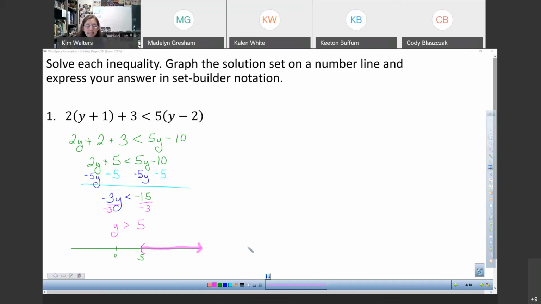Now, as far as the set builder notation, the set builder notation looks like this. It's X such that, that's what this vertical bar means, X so that. So in other words, this is telling me my variable, and so that means that I can't use X because I'm kind of not into it today. This would have to be a Y, would it not? Yes, because it says Y is. So this would be Y so that, and then Y is greater than 5.